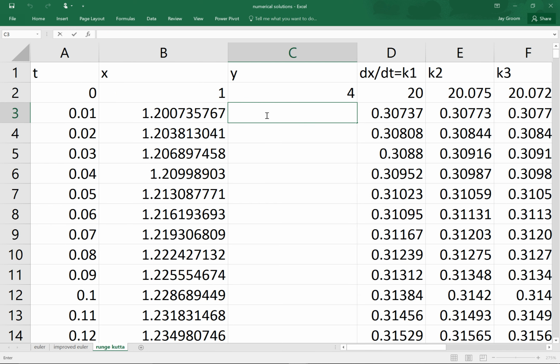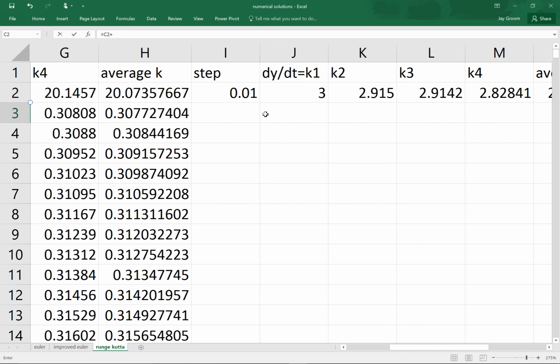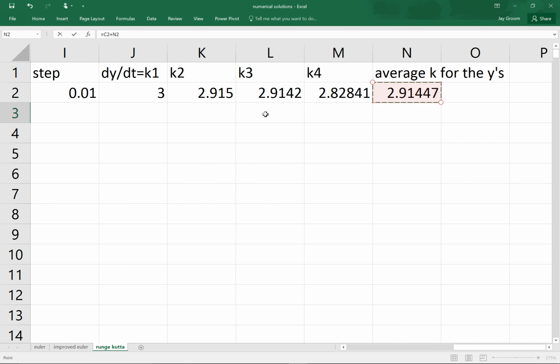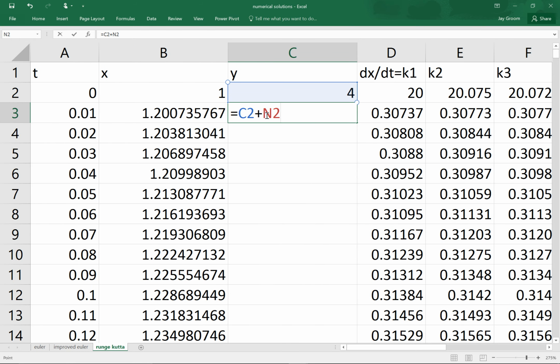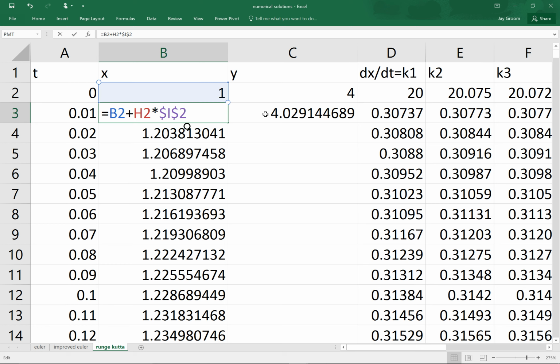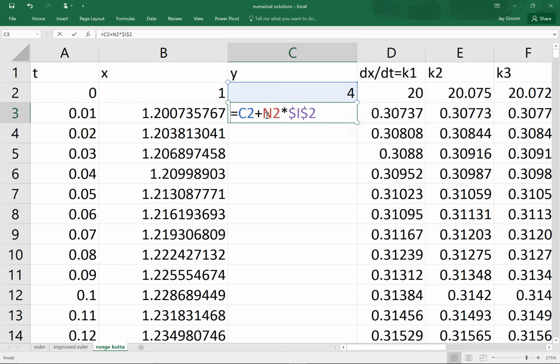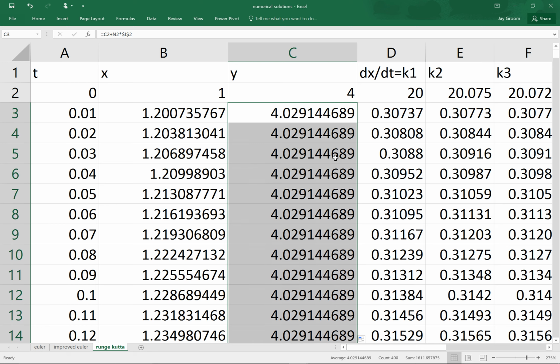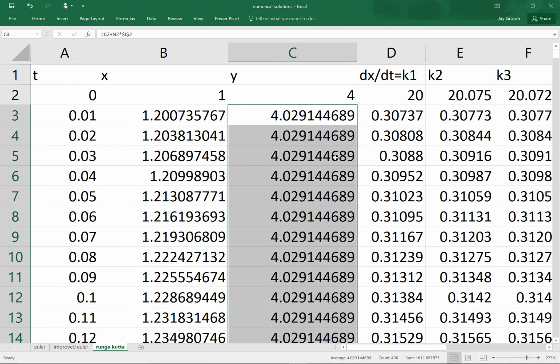Alright, so over here, notice this guy right here is exactly what we want to do in the next column over. So I'm going to do equals this guy plus the delta y, which is this guy here, times, see that? Same thing. Double click on this, copy, copy it down. And what is happening here?